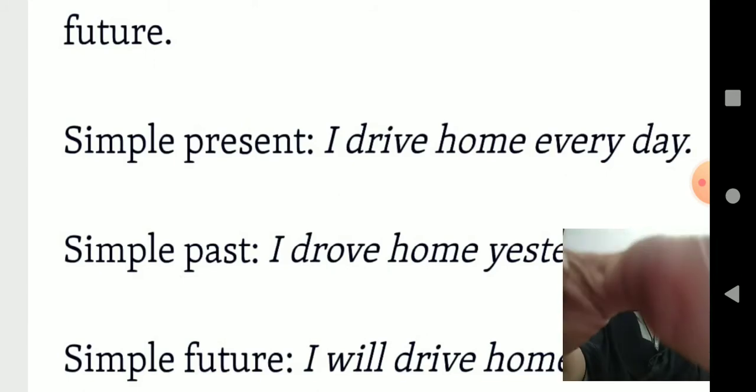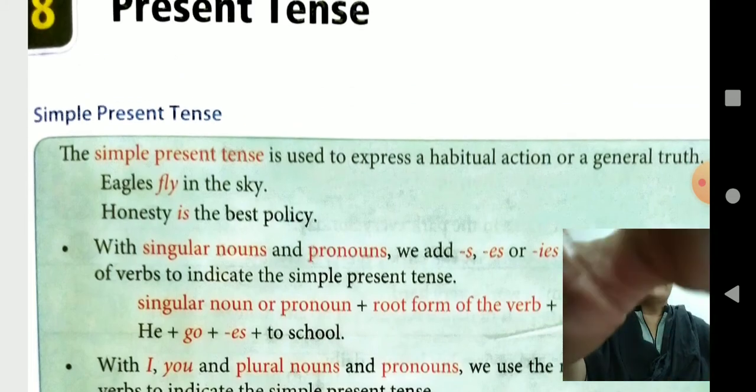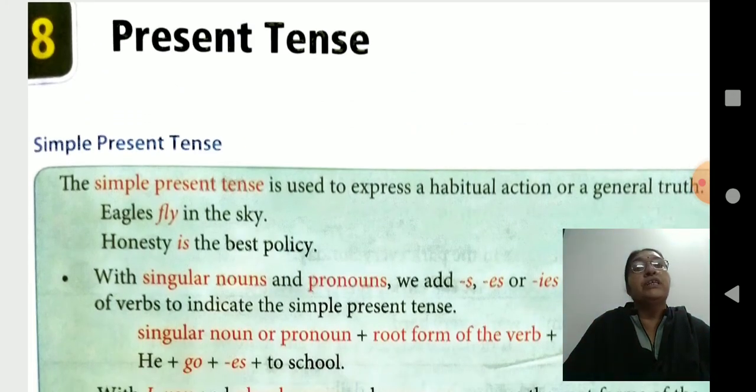So बच्चे, today we learn our textbook topic, unit 8, present tense, simple present tense. The simple present tense is used to express a habitual action or a general truth. Eagles fly in the sky. Do you know? No, eagles, birds. Birds fly in the sky. They do not run. They do not walk. They fly only. Honesty is the best policy. So in universal truth, here we use simple present tense.